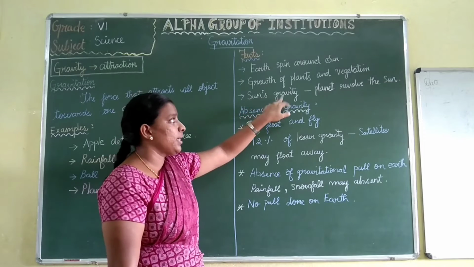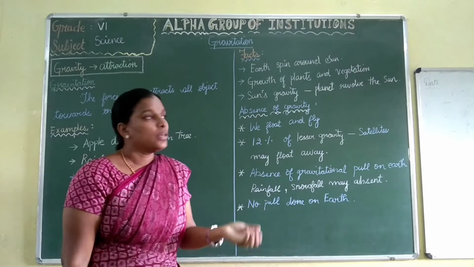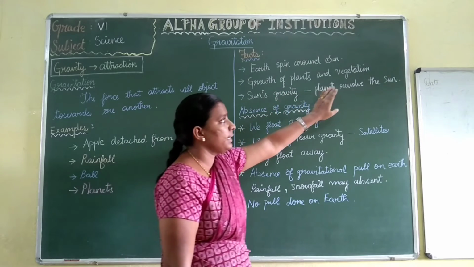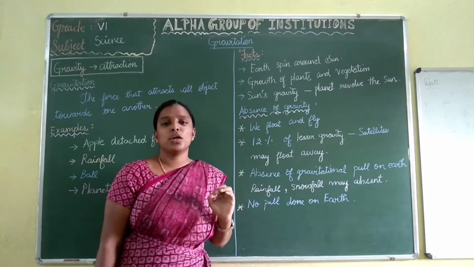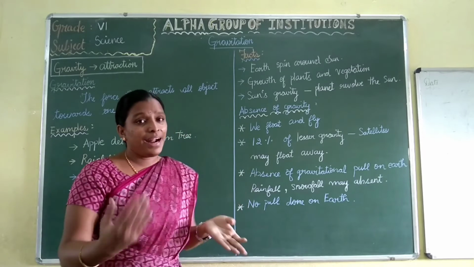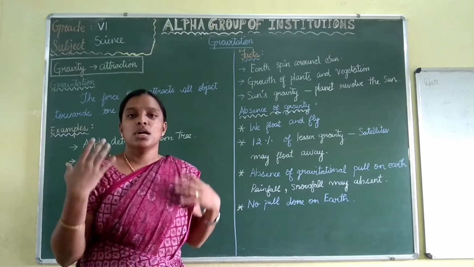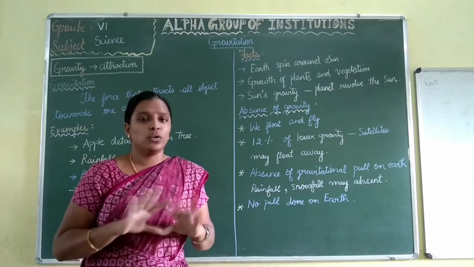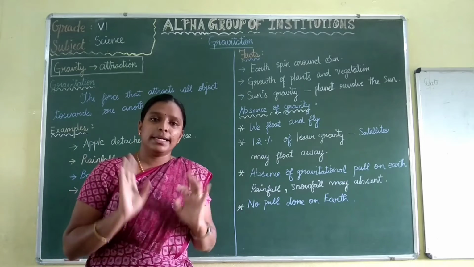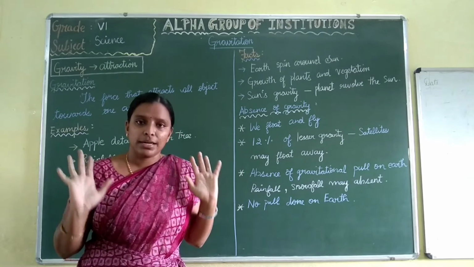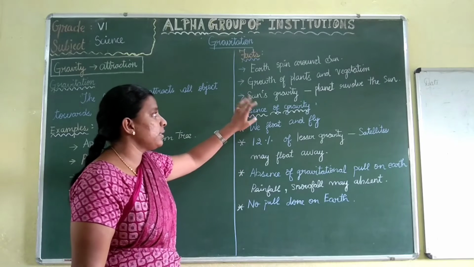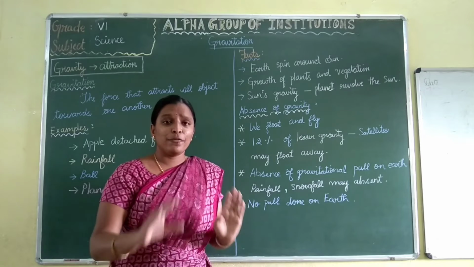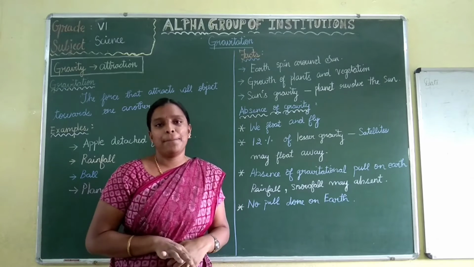Then the sun's gravity. The sun has gravity, we know, right? Because of the sun's gravity only, the planets are revolving around the sun. You may ask, only the sun has gravity, not the moon, ma'am? All the planets, including the moon, everything has gravity. So that gravity is present here. Now, what happens if it is absent? We will see.